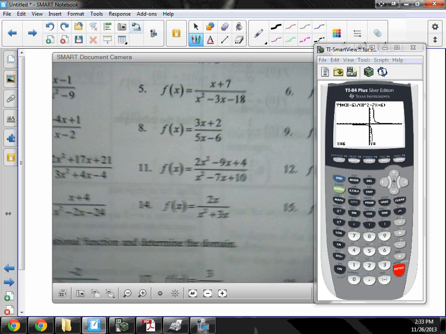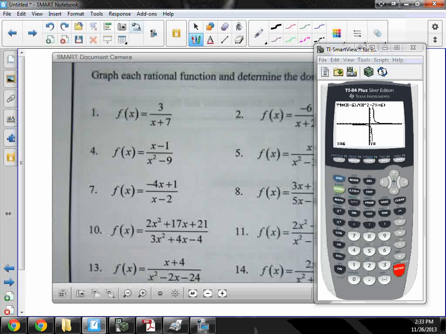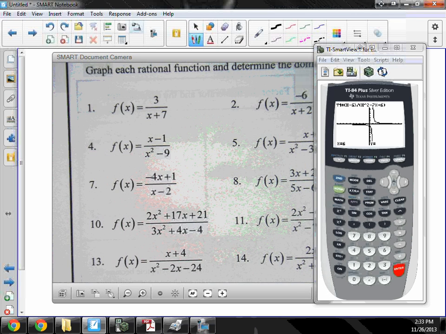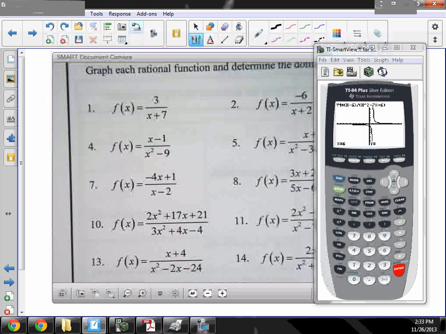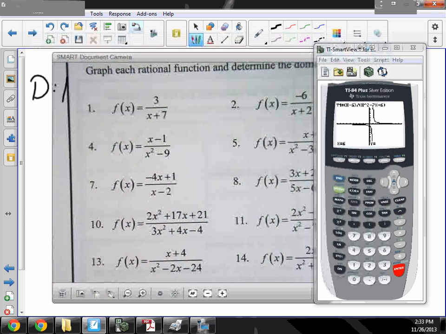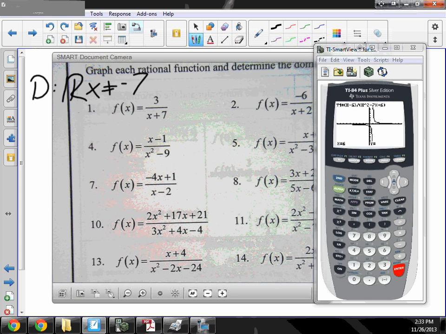So look at number 1 on page 90. Okay. So what is the domain of number 1? All real numbers, but x cannot be -7. That was easy. Is that a hole or a vertical asymptote?